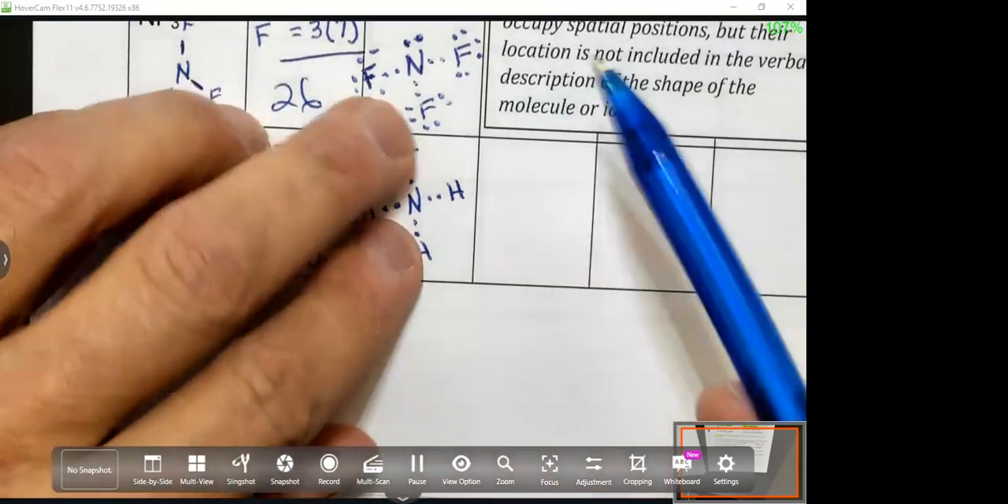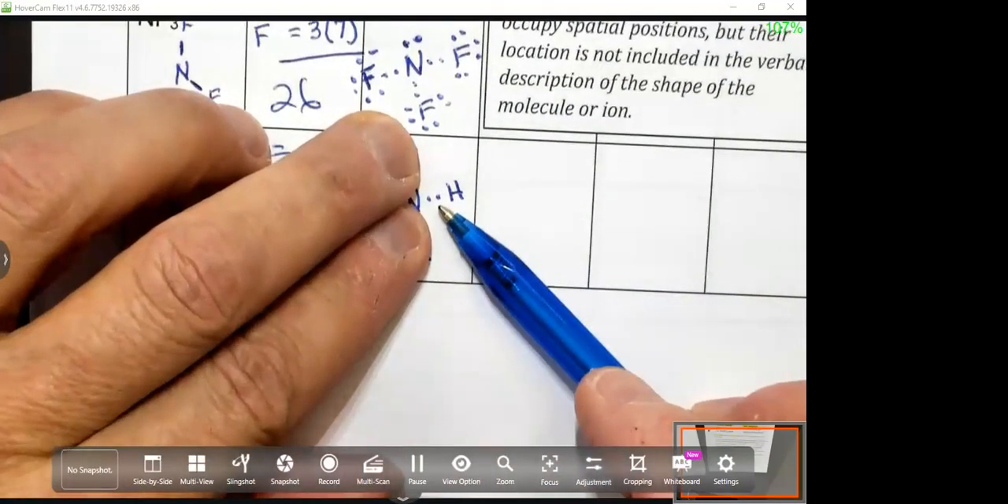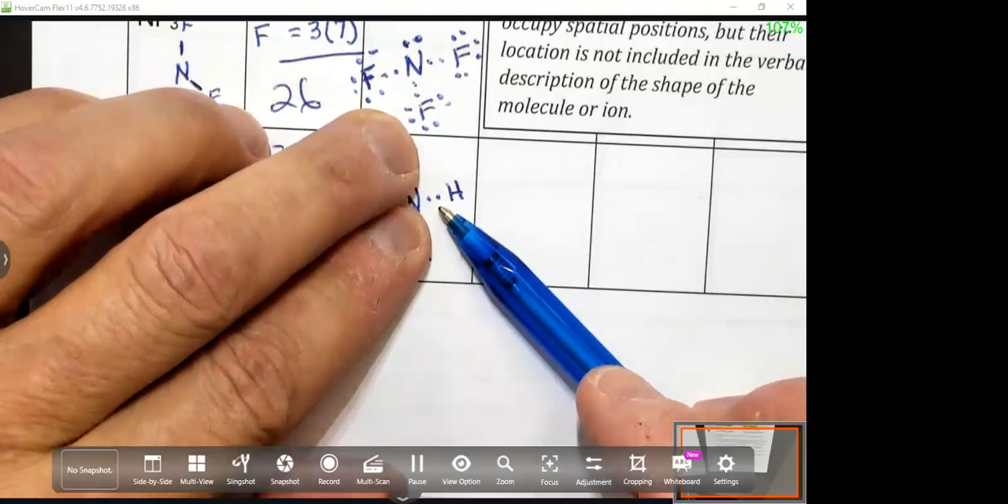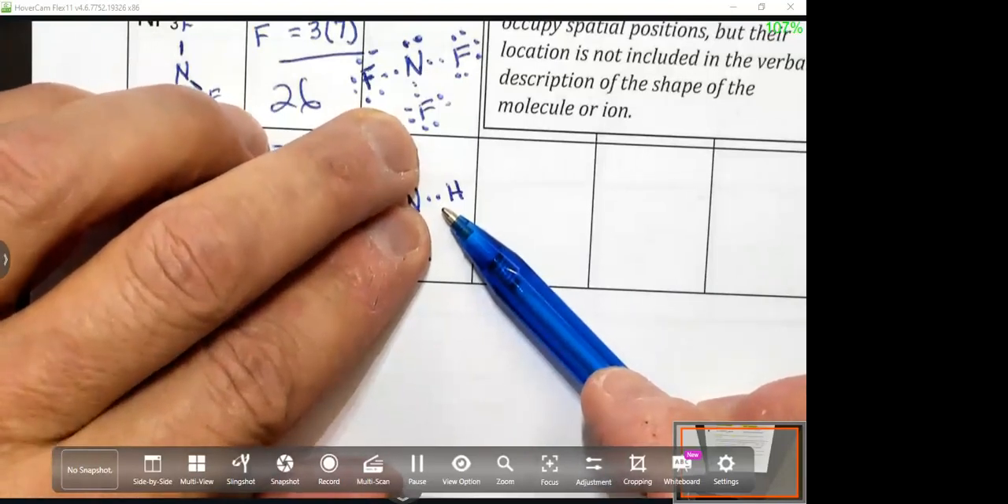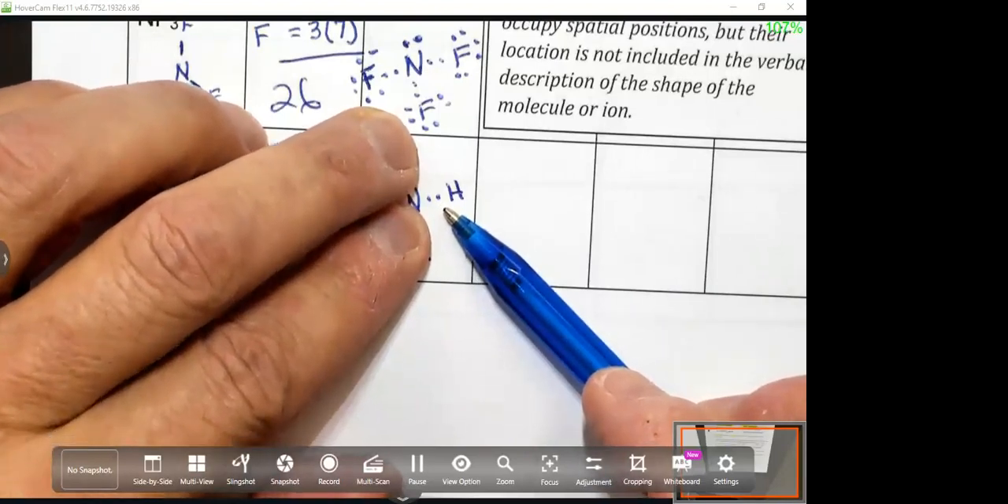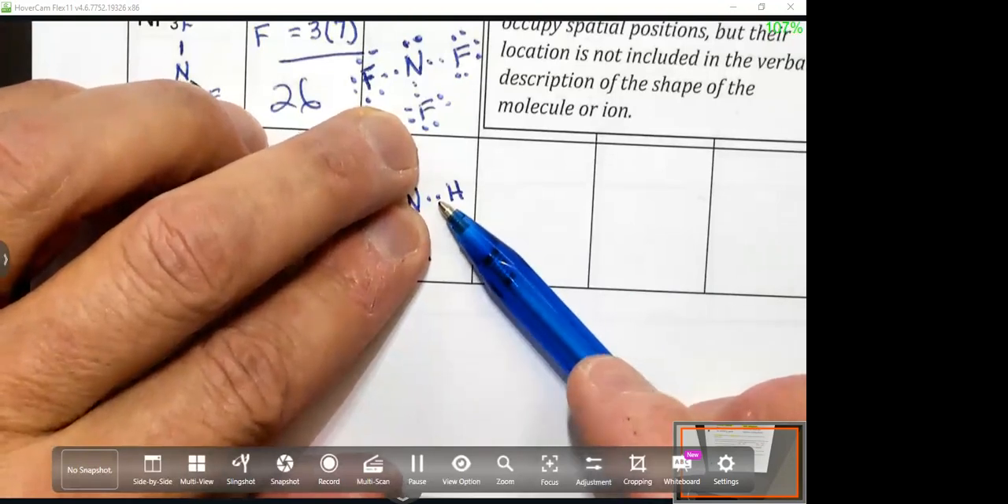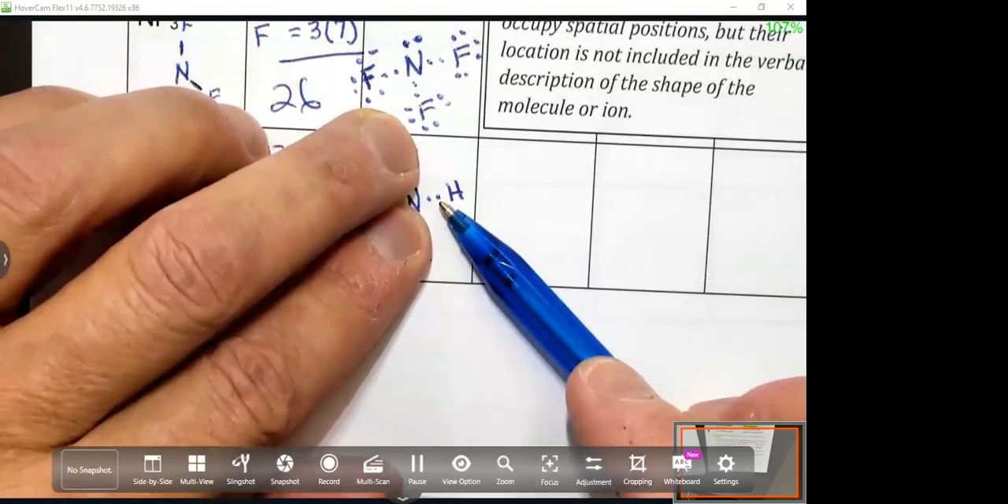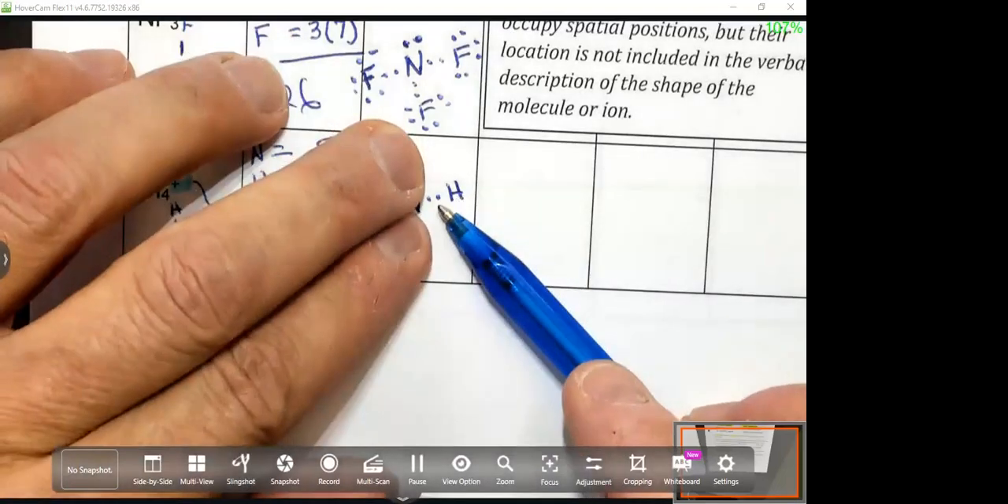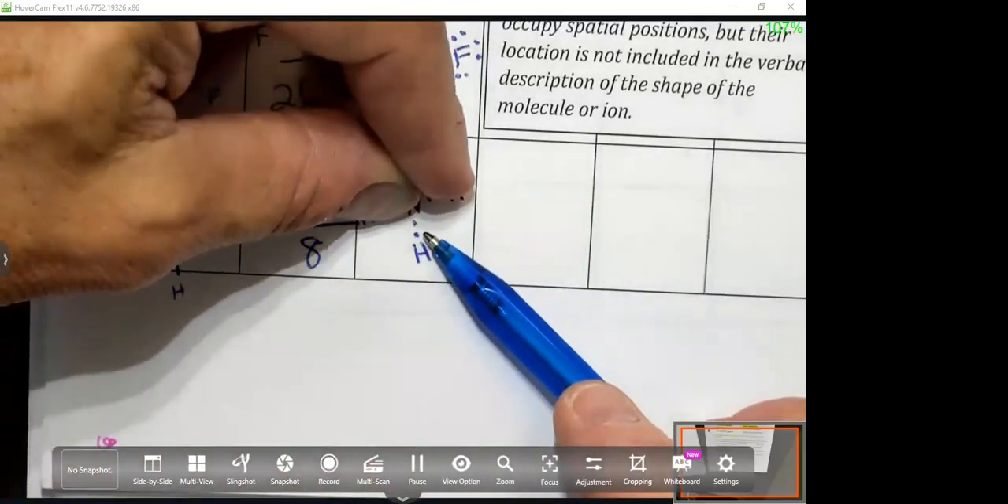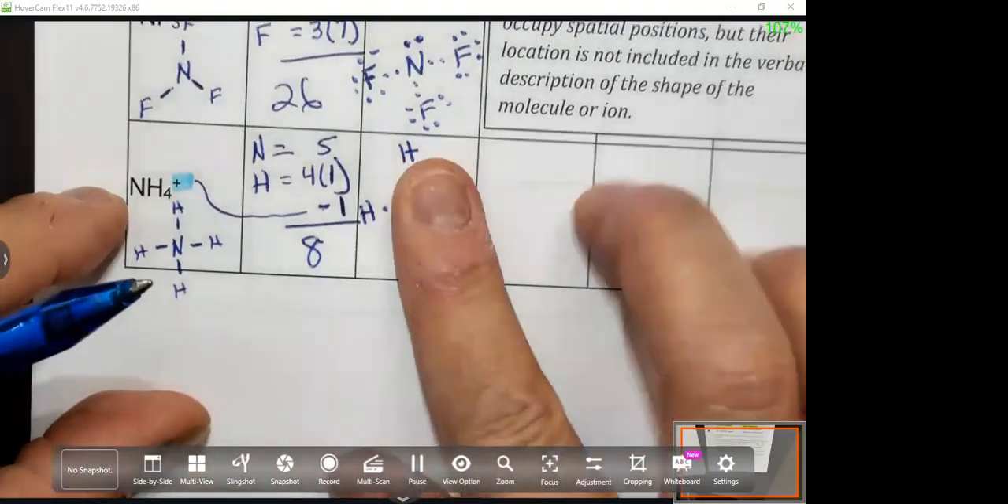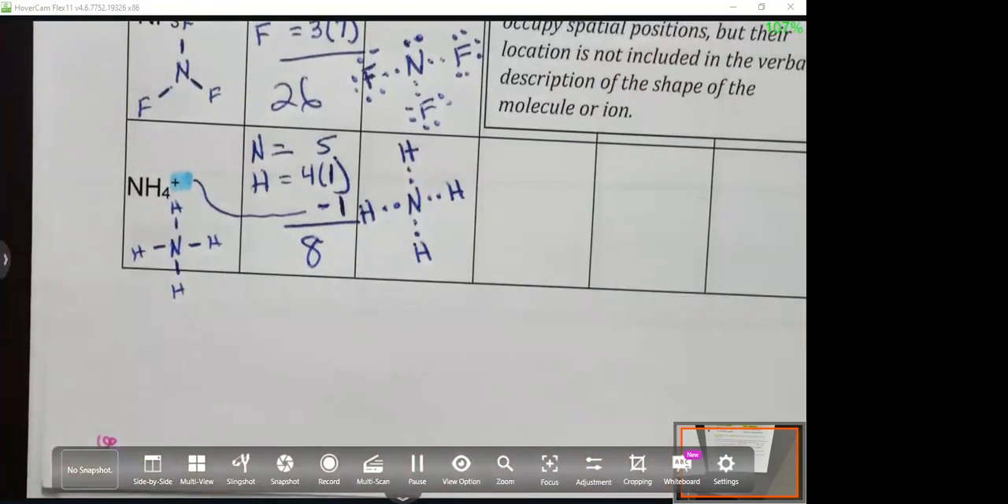Everybody is happy because realize hydrogen only wants 2 electrons, not 8. What's the closest known gas to hydrogen? Helium, right? Helium has 2 electrons. Hydrogen's happy here with 2. This hydrogen happy here with 2. 2, 2. Everybody is absolutely happy.